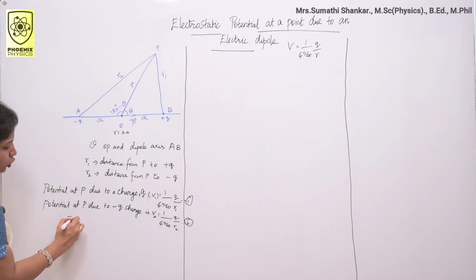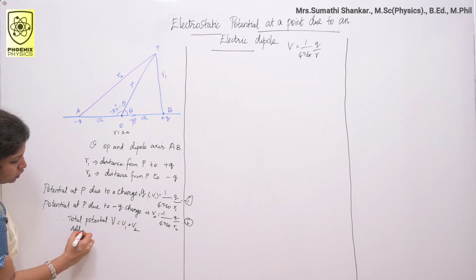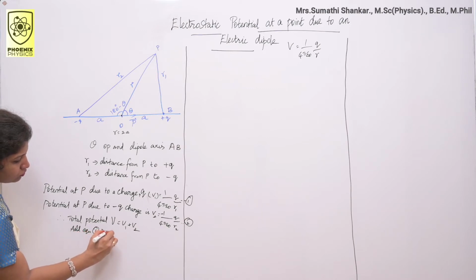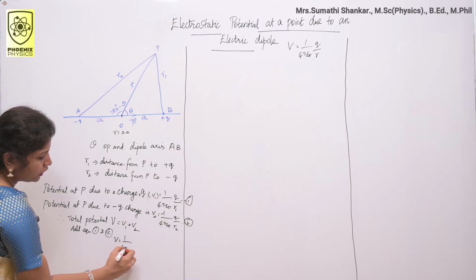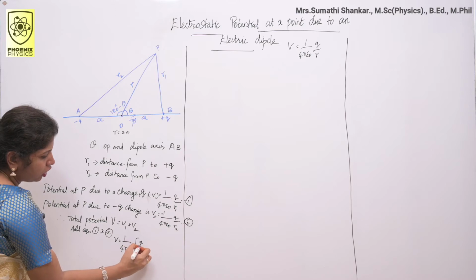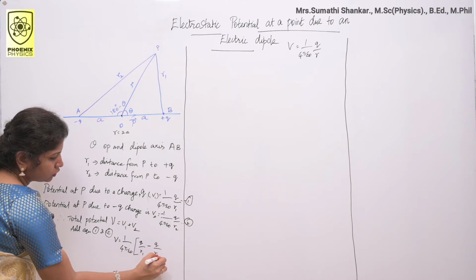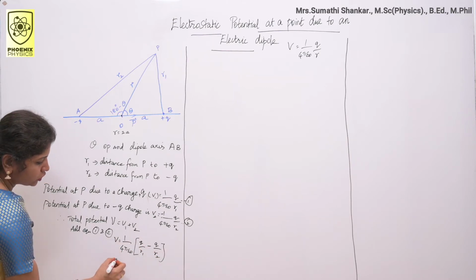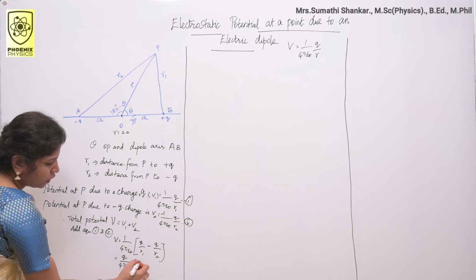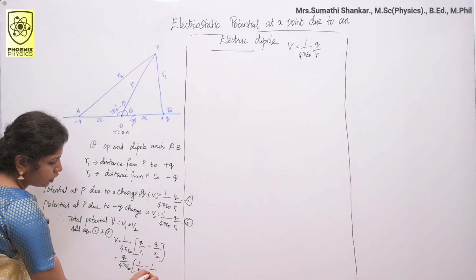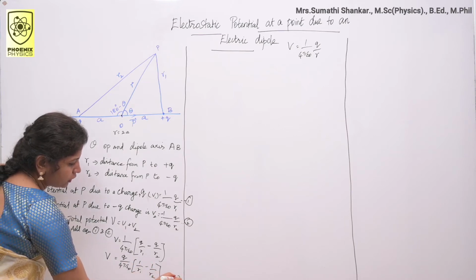How do you calculate the total potential? V is equal to V1 plus V2, equations 1 and 2. So, V can be written as 1 by 4 pi epsilon naught Q by R1 minus Q by R2. Q is common, take it outside. Q by 4 pi epsilon naught into 1 by R1 minus 1 by R2. This is my total potential at P. Say this is equation 3.